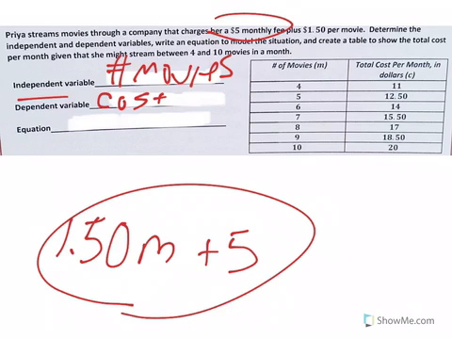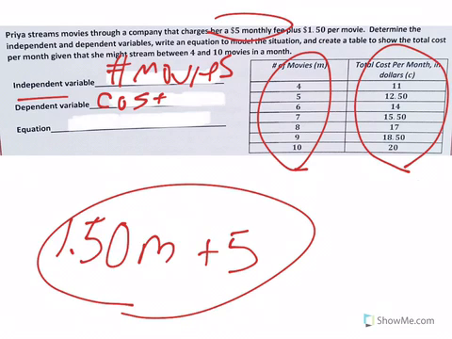Okay, so we'll talk more about this in class. Hopefully you see that, again, the independent variable is what changes. The dependent variable is what is dependent on that. So the answer changes based on what our number is in our independent variable column.